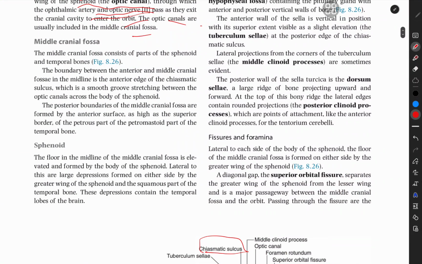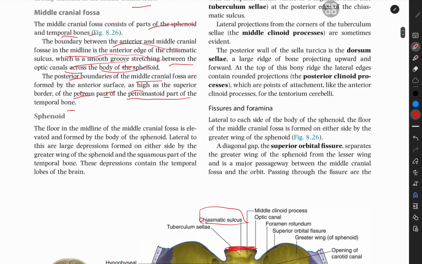The middle cranial fossa consists of parts of the sphenoid and temporal bone. The boundary between the anterior and middle cranial fossa is the anterior edge of the chiasmatic sulcus, as we have seen, which is a smooth groove stretching between the optic canals across the body of the sphenoid. The posterior boundaries of the middle cranial fossa are formed by the anterior surface and the superior border of the petrous part of the temporal bone.